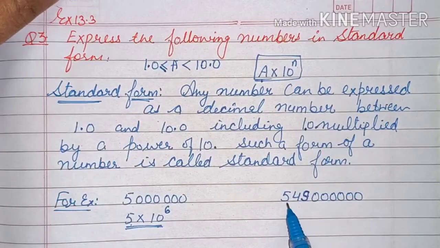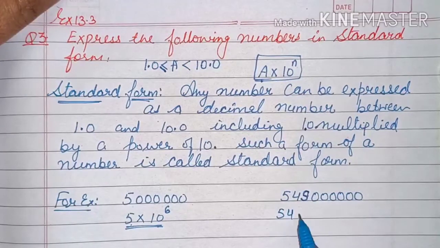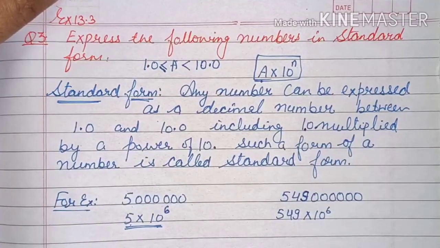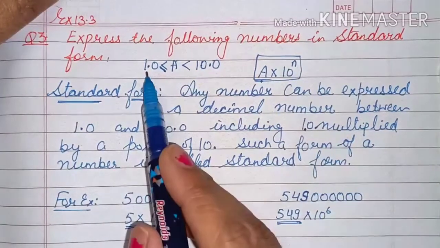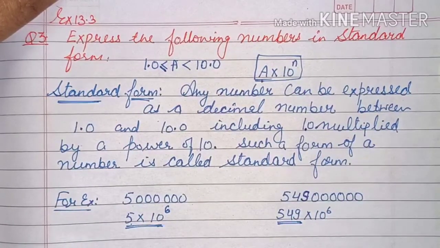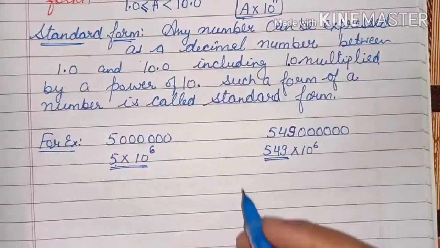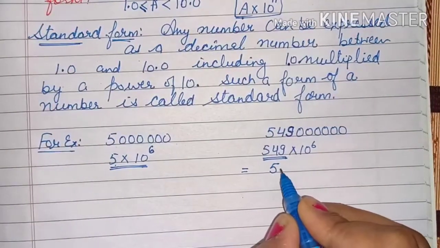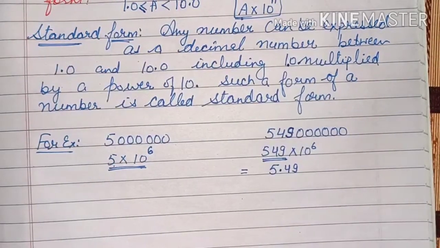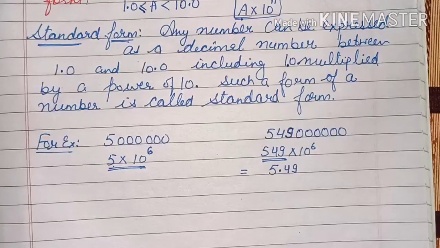Now if we have 549 and 6 zeros, and we write it like this, 549 into 10 raised to power 6, is that a standard form? No. It is not a standard form, because here the number 549 doesn't lie between 1 and 10. So we have to write this number between 1 and 10. And how can it be written? For that we will write 5.49. But we cannot write the number like this.